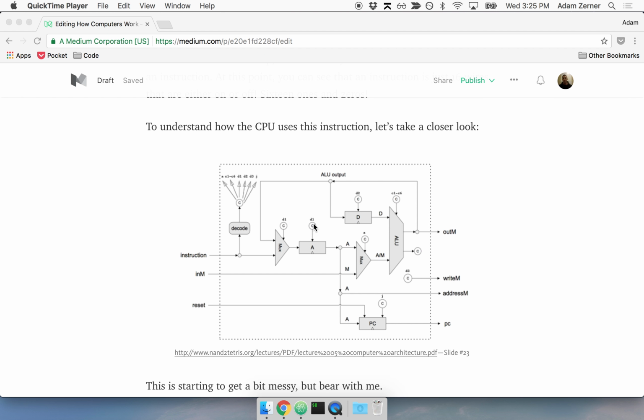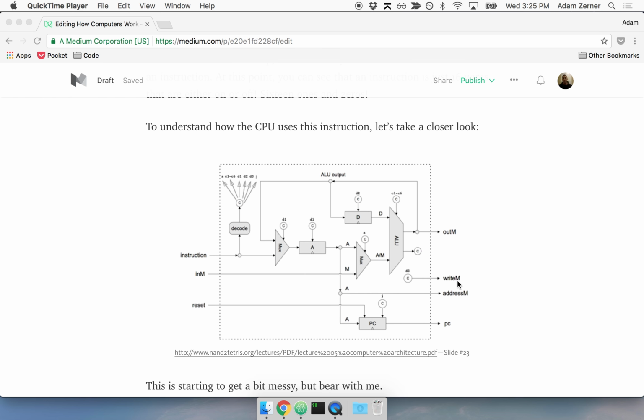And, based on what the instruction says, the instruction might say, I want you to write the result of the computation back to A. I want you to write it back to D. Or maybe I want to write it into data memory.